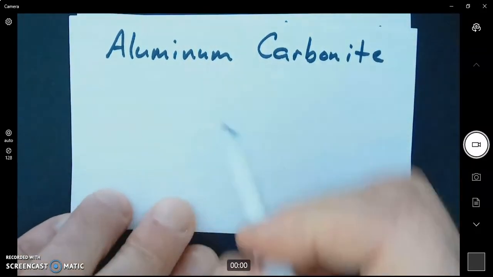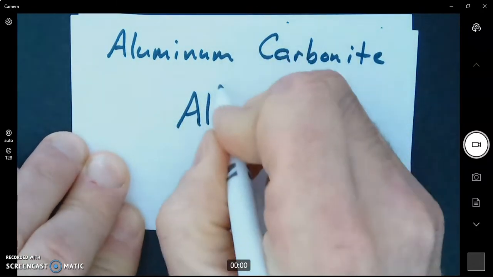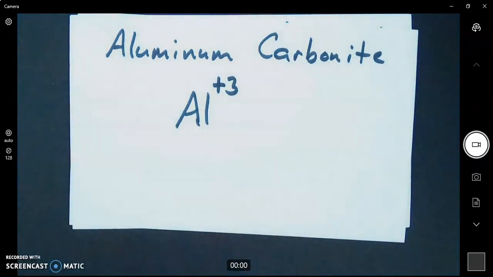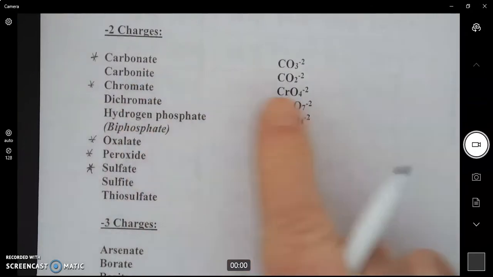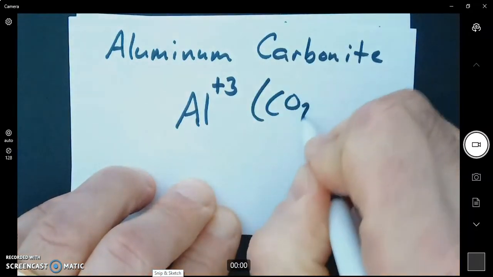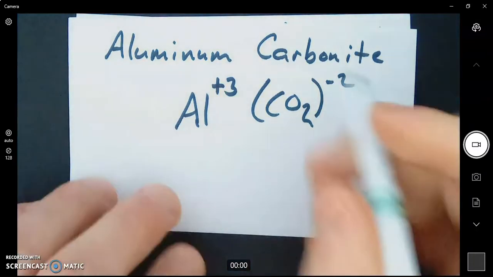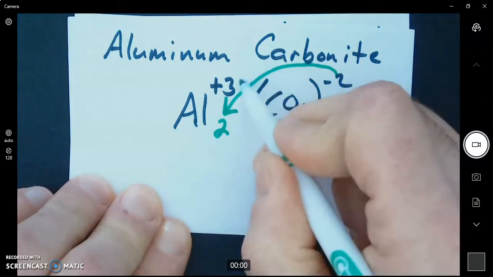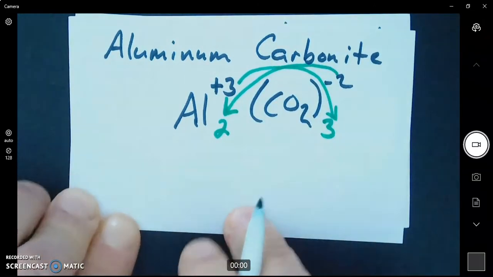Aluminum carbonate. Aluminum, Al. That's one of our set charge metals. It's always a +3. Carbonate. Take a look at carbonate right here. Carbonate, polyatomic ion sheet, CO3 with a -2. Put that in parentheses, CO3 -2. All right. We're going to take the 2. It becomes the subscript for the aluminum. The 3 becomes the subscript for the carbonate.